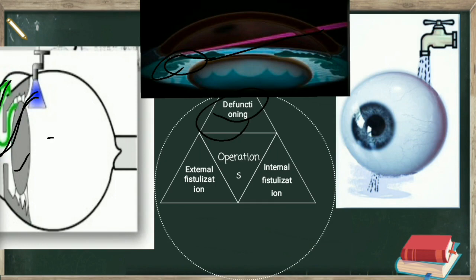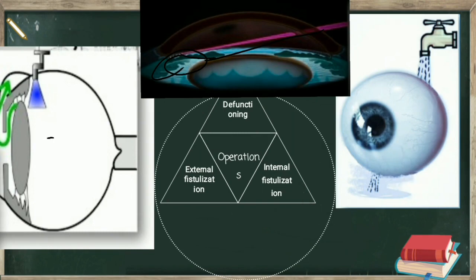is formed, or by cyclodiathermy. Internal fistulization operation was used in patients with aphakia. There is no lens. We create a pathway, but not under the conjunctiva. We separate the ciliary body from the sclera, and form a suprascleral pathway to be absorbed through the uveal tract vessels. But now, for patients with aphakia, we do external fistulization operation and vitrectomy.